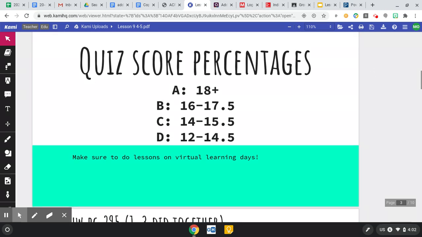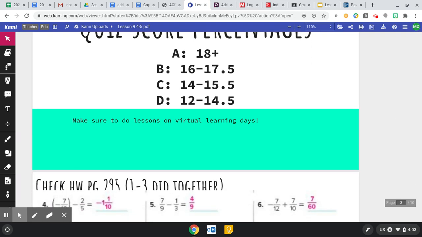All right, so if you got back your quiz score in Google Classroom or in person, this is what you should get to get an A, a B, a C, or a D. If you had anything less than 12, that was less than the 60% needed. So if you had 59% or less, that was considered F on your quiz. I don't at this point think there was any.